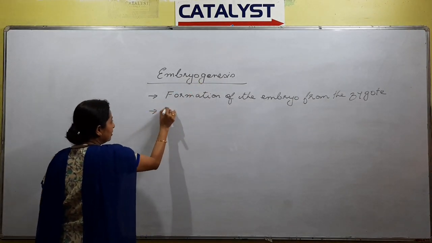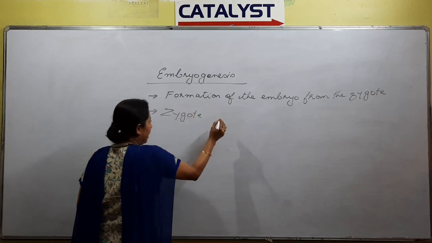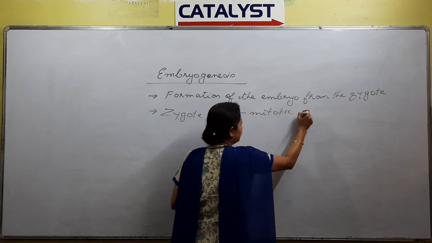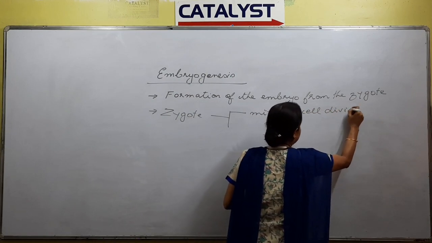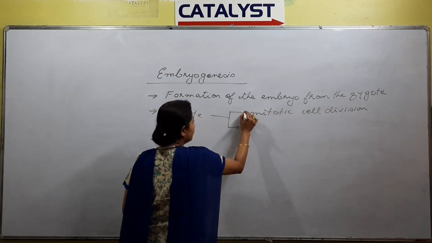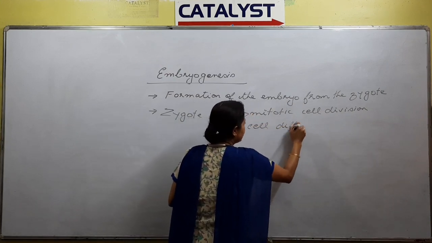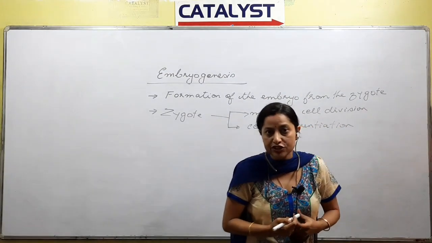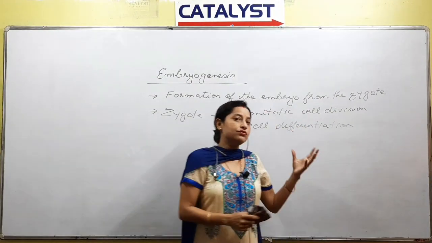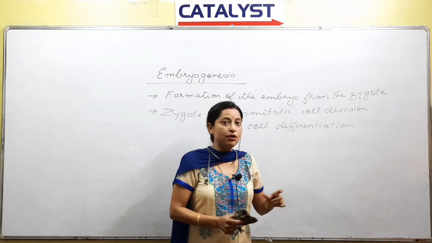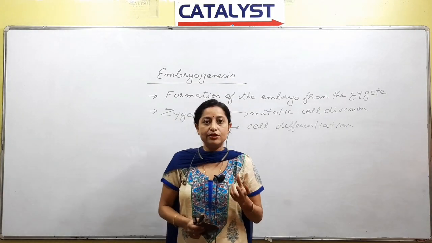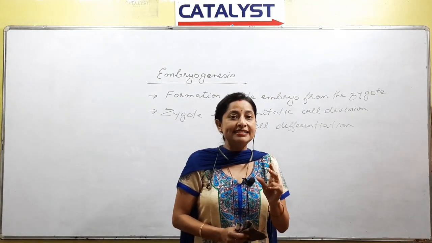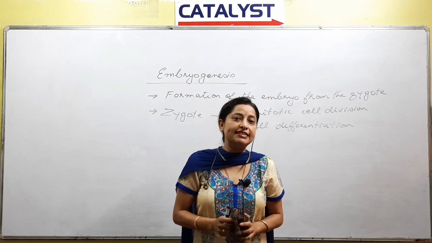During this process, the zygote undergoes mitotic cell division and there occurs cell differentiation, right? So during embryo formation, what has to happen is that the zygote develops. And what is a zygote? It is nothing but the product of fertilization, and in short, it is just one cell. From that single cell a group of cells is formed, and that group of cells is called what?